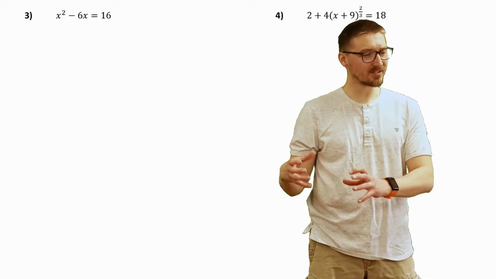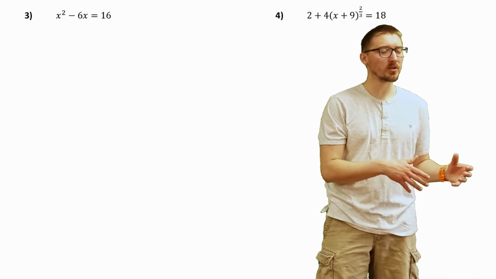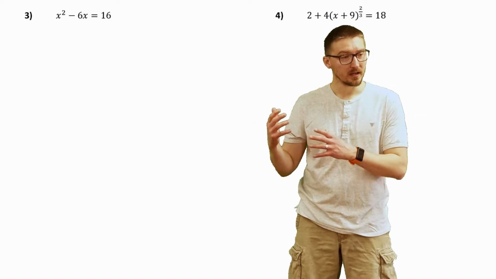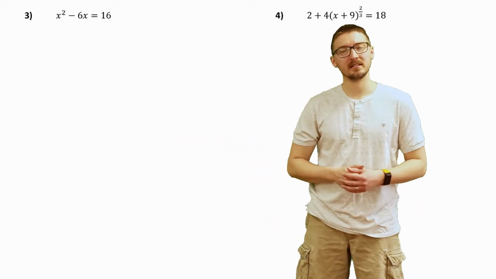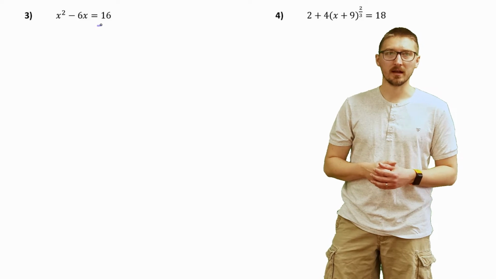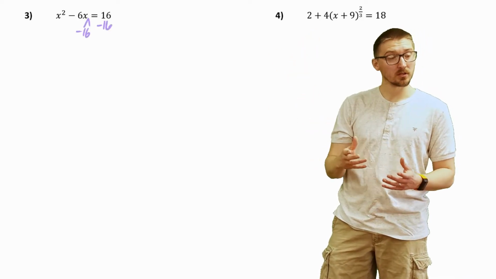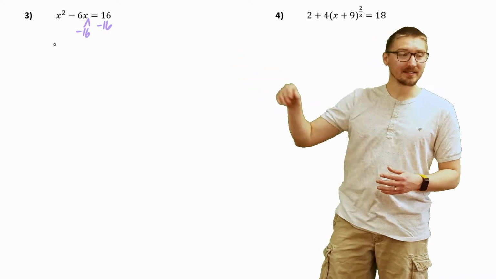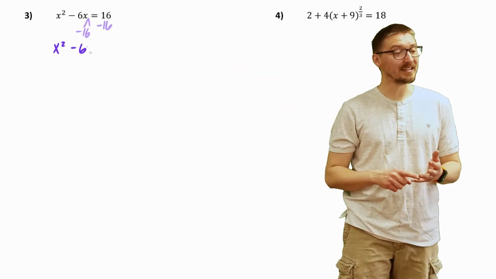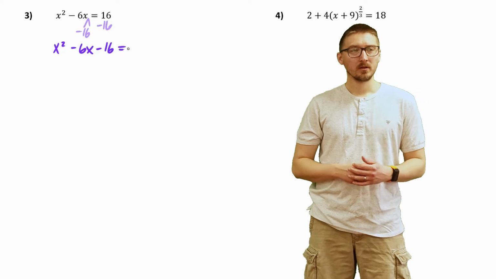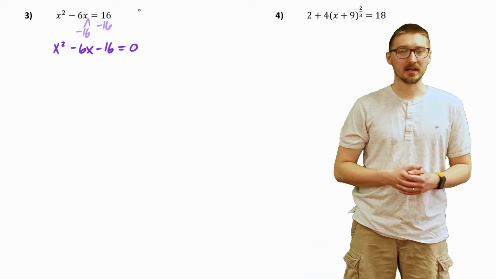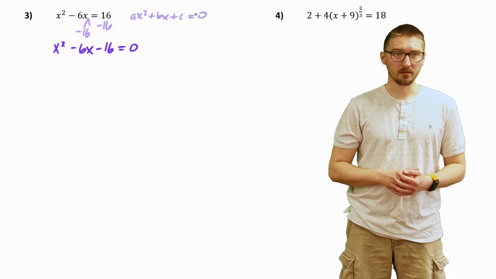All three of those things should go through the back of your mind. Now, in order to get this set up for those different tools, we typically go ahead and move everything to one side. So I'm going to take that 16 and subtract it over to the left. 16 minus 16 on the right-hand side equals 0, which is good. And then I put this minus 16 kind of at the end. It is the C term. So this problem looks like x squared minus 6x minus 16 equals 0.